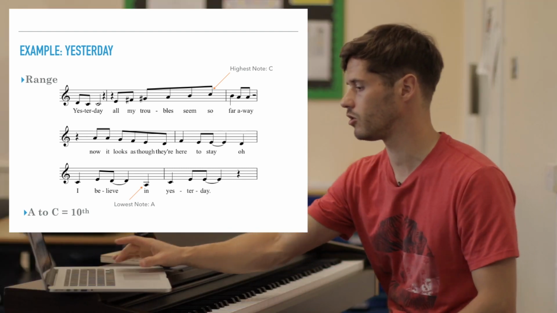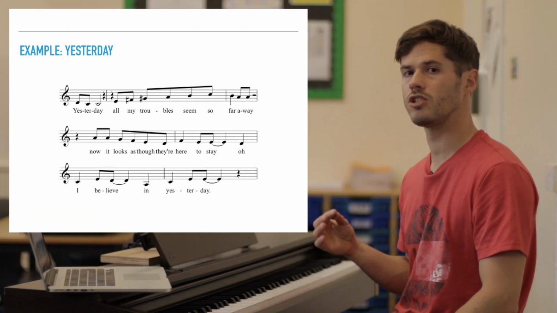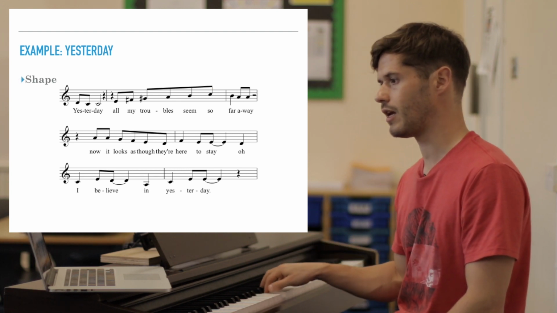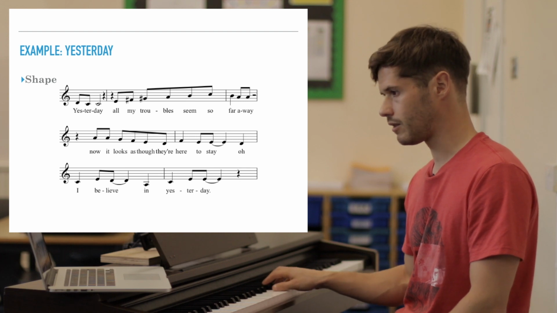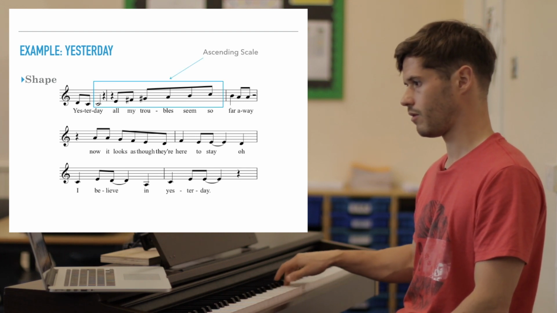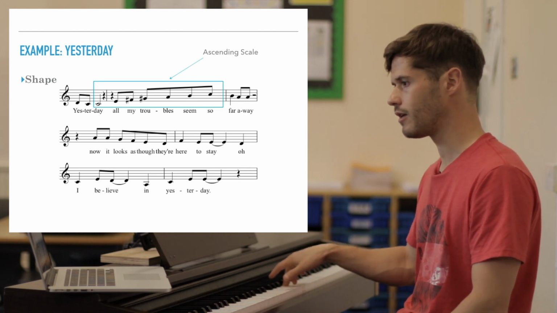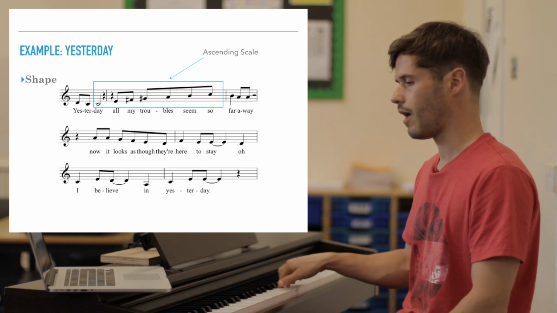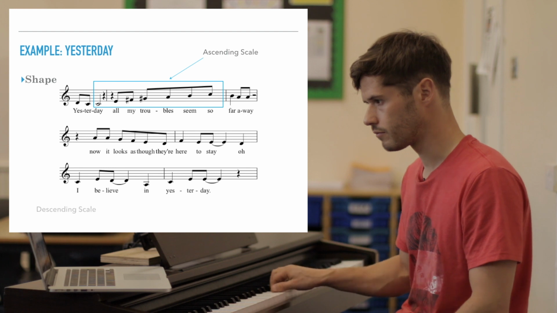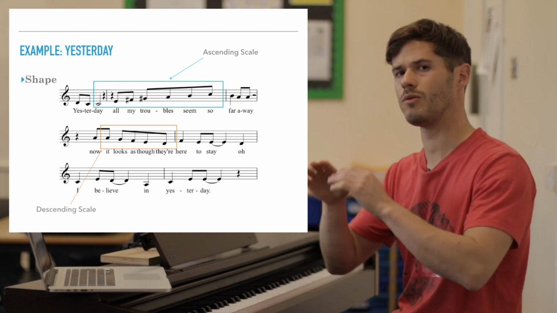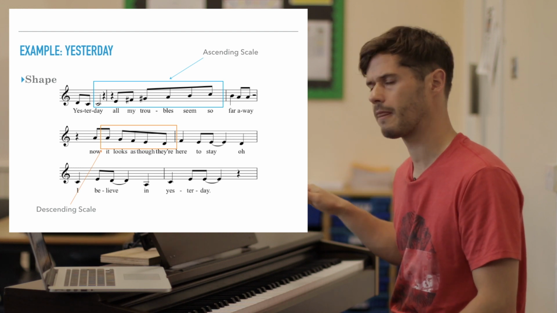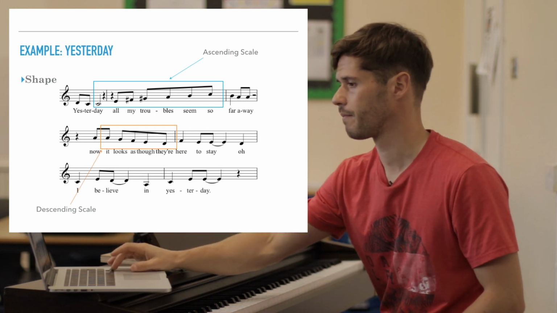Okay, that's the range. After that, we can look at the shape of the melody. We can see clearly, after the first yesterday, that's a rising scale, okay? So it's an ascending scale. And then that's a descending scale. So we can say it's ascending and then descending. So that's the general shape of it.